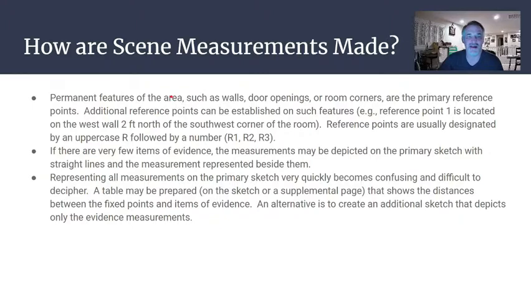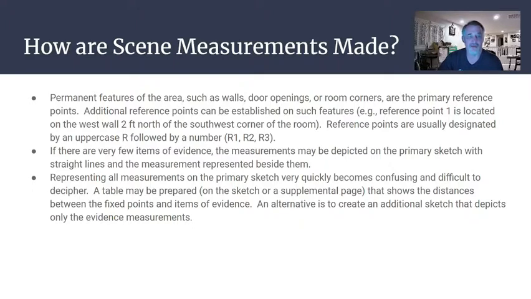Permanent features of areas such as walls, doors, openings, or room corners are the primary reference points. Additional reference points can be established on such features as a corner of the room, or maybe permanent pieces of furniture like a countertop or something like that. Reference points are usually designated as an uppercase R followed by a number. So you have reference point 1, reference point 2, reference point 3.